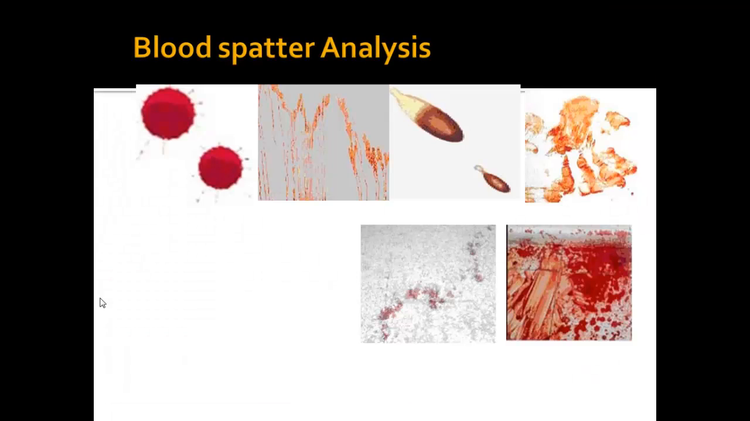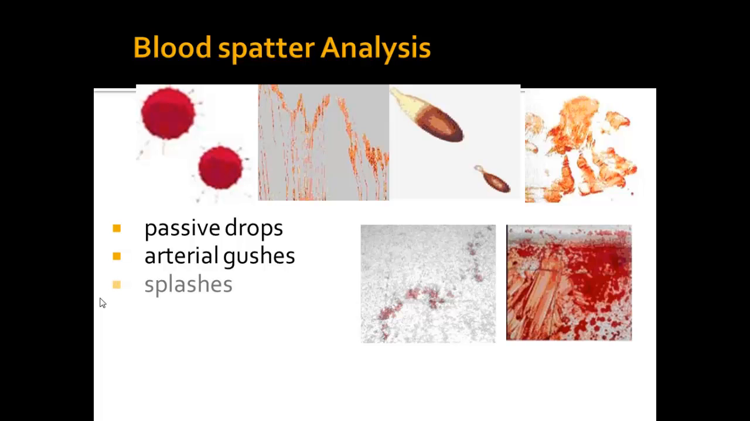Alright, so here's a bunch of different examples of drops. Some of them we've talked about. So we've got our passive drops and our arterial gushes, sprays, spurts. You have splashes, which people sometimes refer to as being splashed on the wall. And we also have smears. If you have blood on you and you smear things, there's bloody trails. So somebody's bleeding and they're walking away, you'll find bloody trails. You also may find pools of blood.